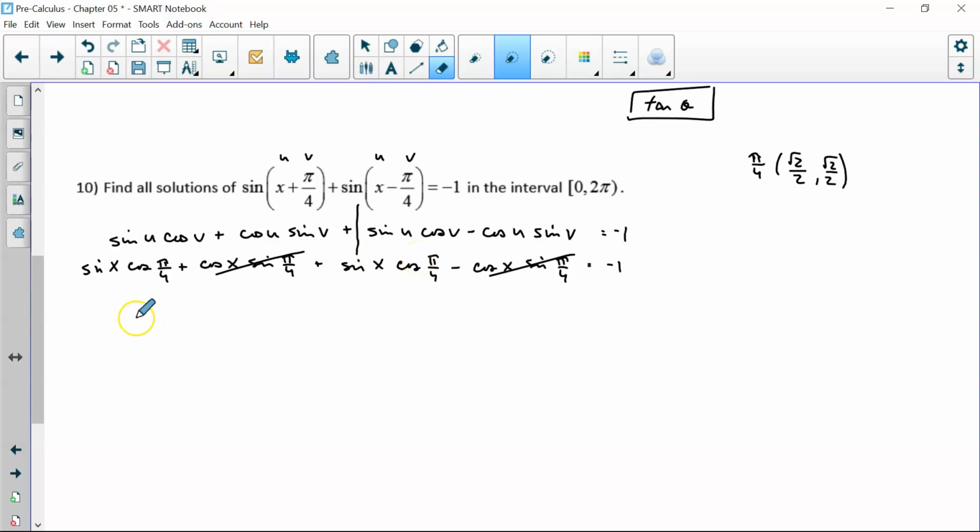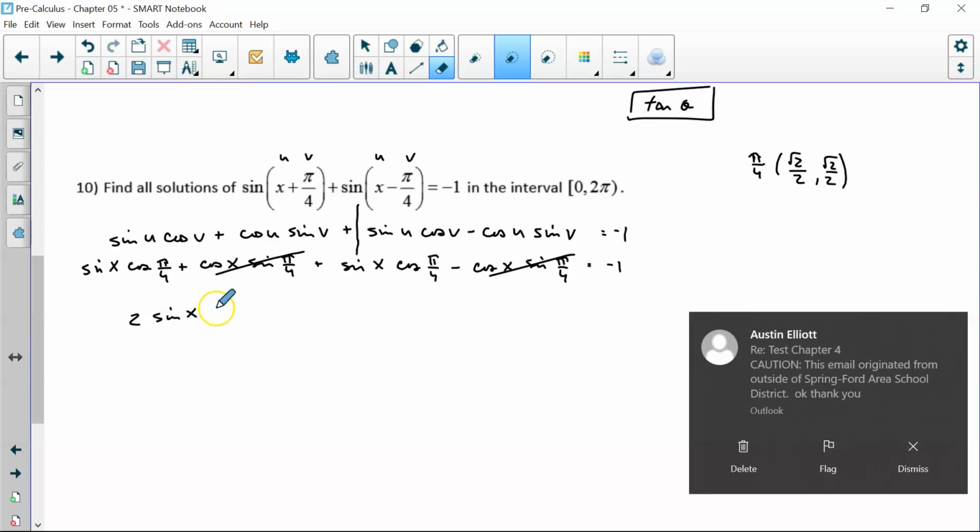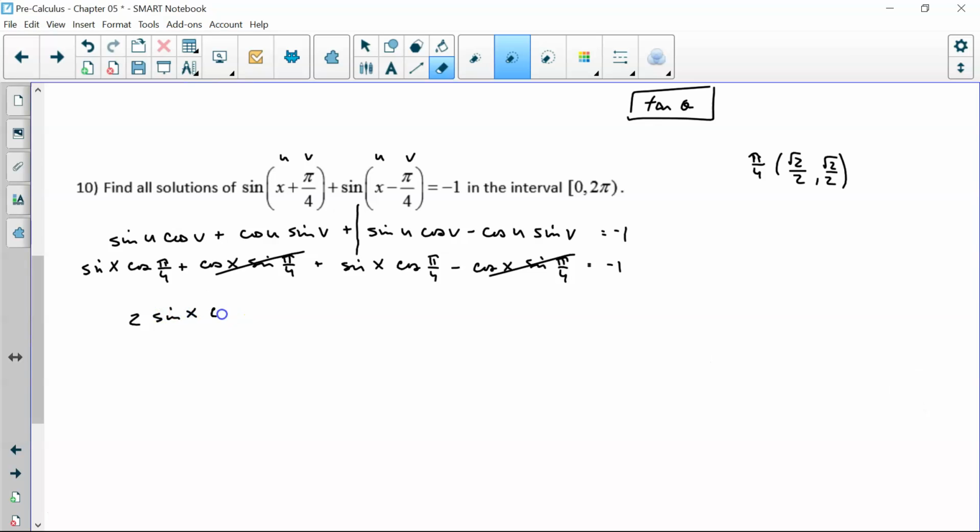They're like terms. When we combine them, we have 2 sine of x cosine pi over 4 equaling -1. So that's 2 sine of x. Now the cosine of pi over 4 is our root 2 over 2 equals -1. The 2's cancel. So the sine of x times root 2 equals -1.